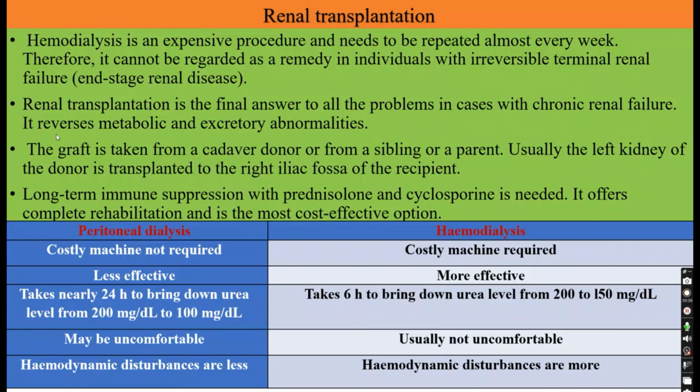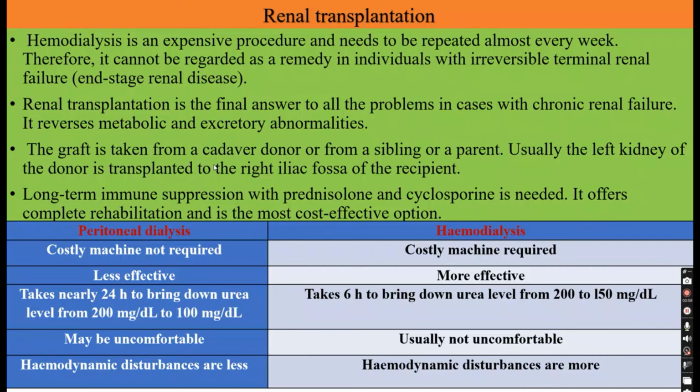It reverses metabolic and excretory abnormalities. How does it happen? The graft is taken from a donor, a sibling or parent, and usually the left kidney of the donor is transplanted to the right iliac fossa of the recipient. Long-term immune suppression with prednisolone or cyclosporine is needed. It offers complete rehabilitation and is the most cost-effective option. In this way, we can solve our problems.